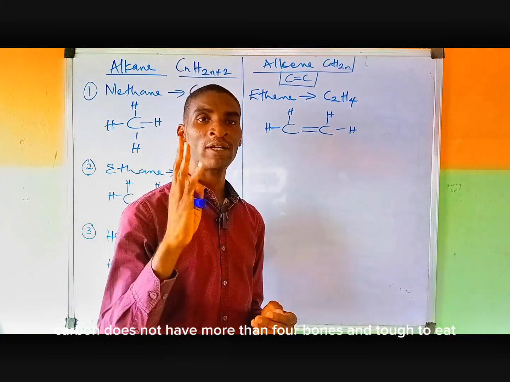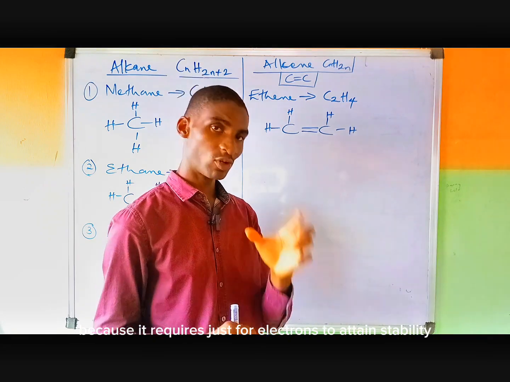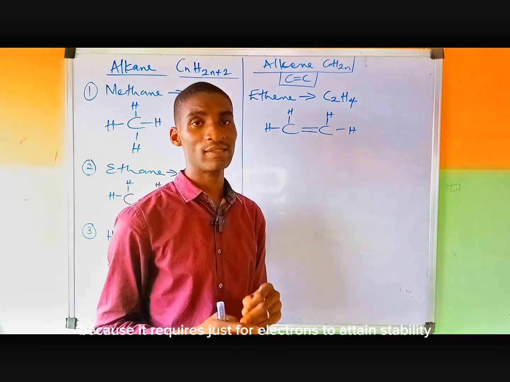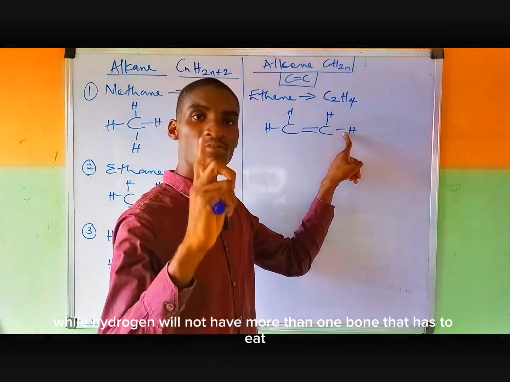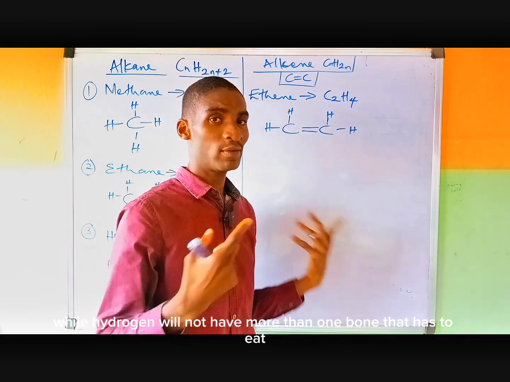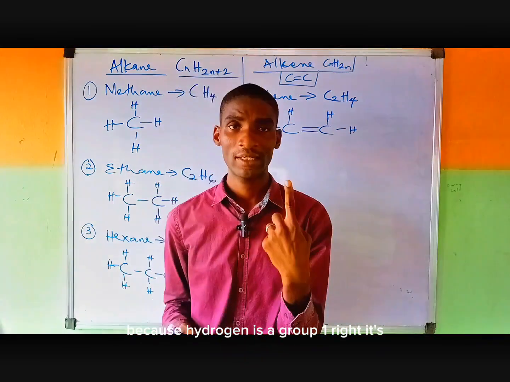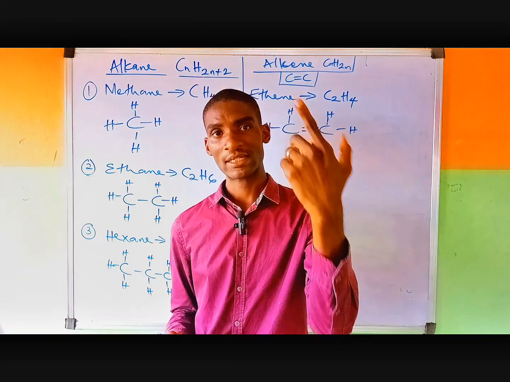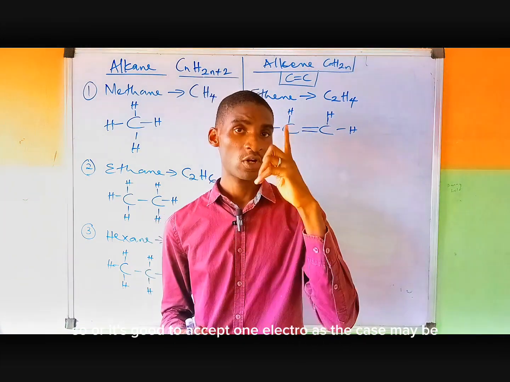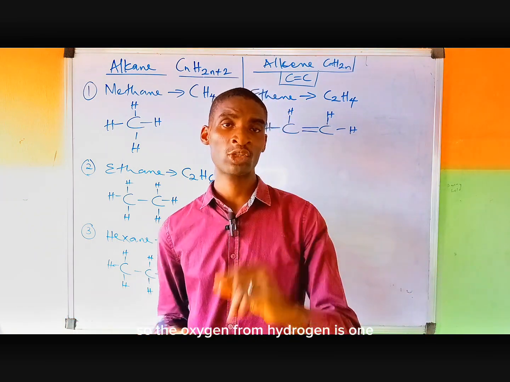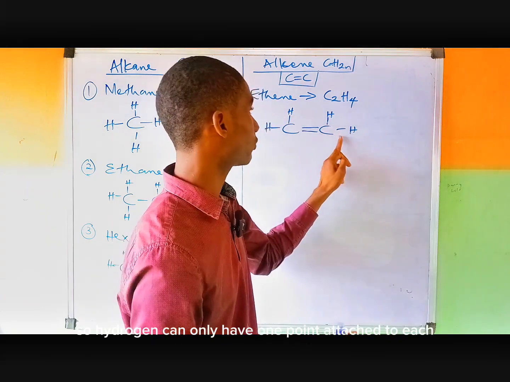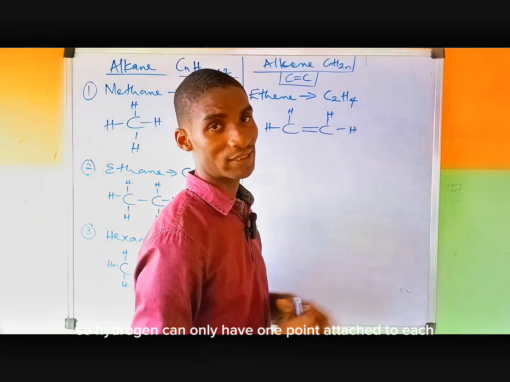Carbon does not have more than 4 bonds attached to it because it requires just 4 electrons to attain stability. While hydrogen must not have more than 1 bond attached to it because hydrogen is in group 1, alright? It donates 1 electron, or it's going to accept 1 electron as the case may be. So the oxidation of hydrogen is 1, and so hydrogen can only have 1 bond attached to it.